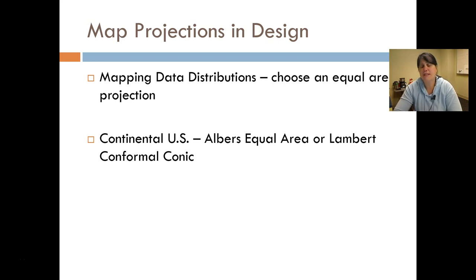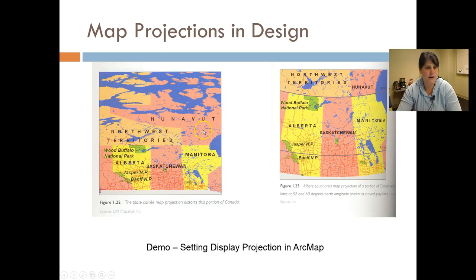Now, map projections in design. We have talked about various map projections and the appropriate map projections for certain areas. And for us, the two biggies are what map projection the United States should be in and what map projection the state of Pennsylvania should be in. So for the continental United States, we would pick an Albers equal area or a Lambert conformal conic. Either one works.